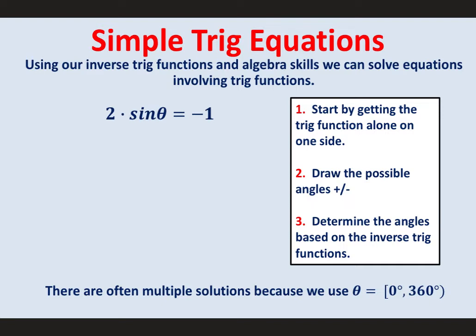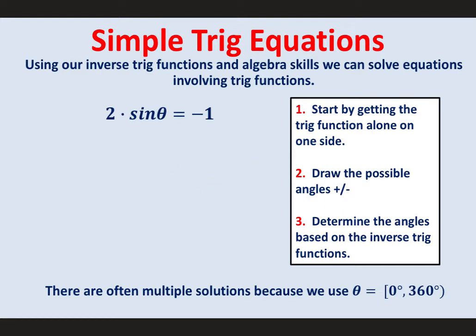I'm going to read these directions over here on the right for you. Using our inverse trig function and algebra skills, we can solve here. So we're going to start by getting the trig function alone on one side. A lot of times there's going to be other stuff over with the trig function. We're going to algebraically divide, add, subtract, multiply to get it alone. All right, draw the possible angles, whether they're positive or negative. So we're then going to draw quadrants, and we're going to draw all the possible angles from 0 to 360.